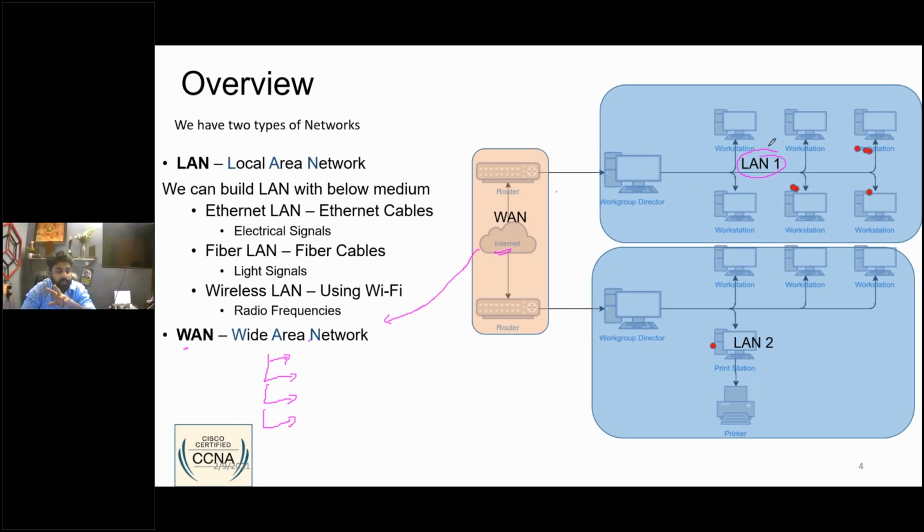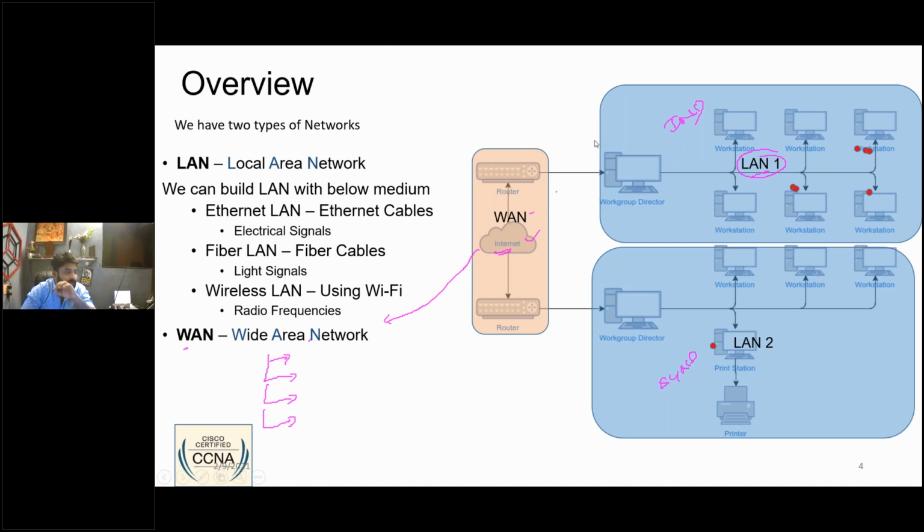WAN can allow my LAN users to go online. Second, WAN can allow my LAN 1, maybe in India, to connect to LAN 2, which is in Sydney. So I can connect like this. So there are two use cases of WAN. One, you can browse the internet. Second, you can connect to a different site, a remote location.